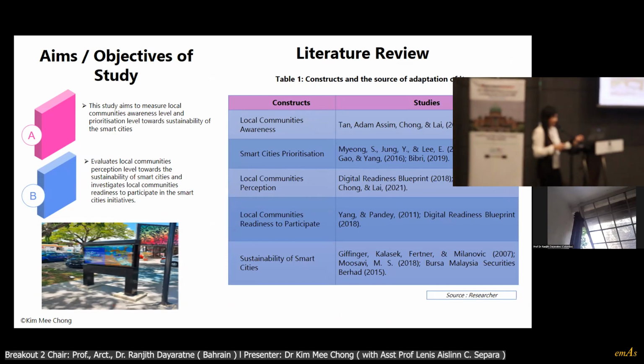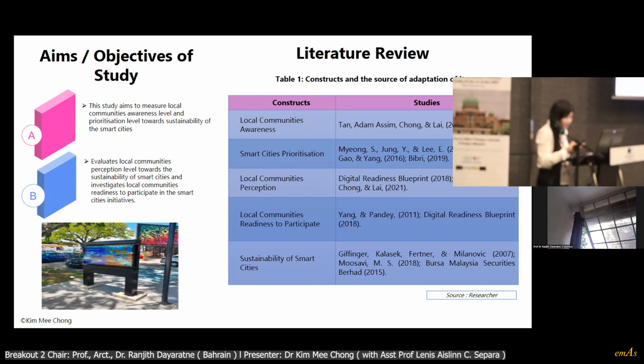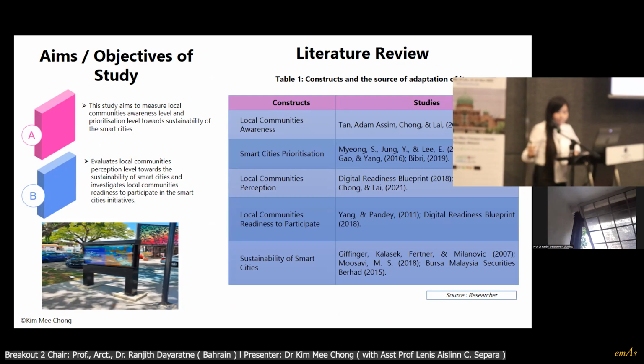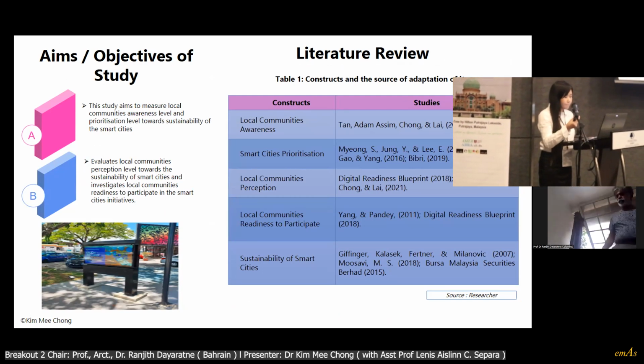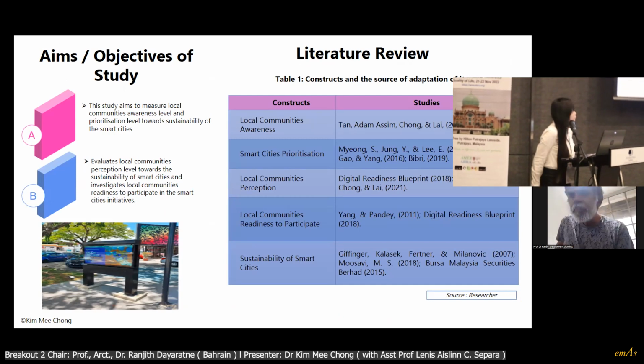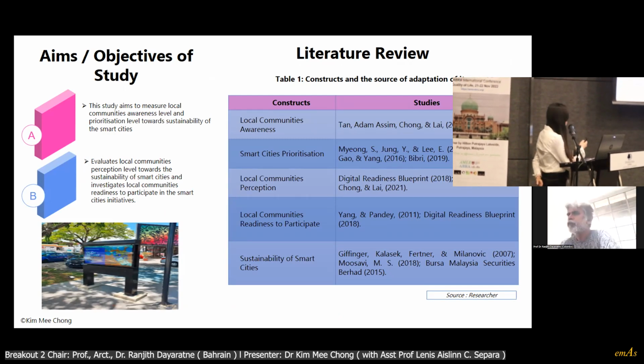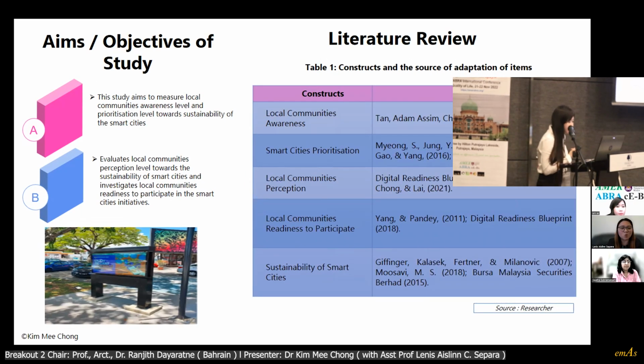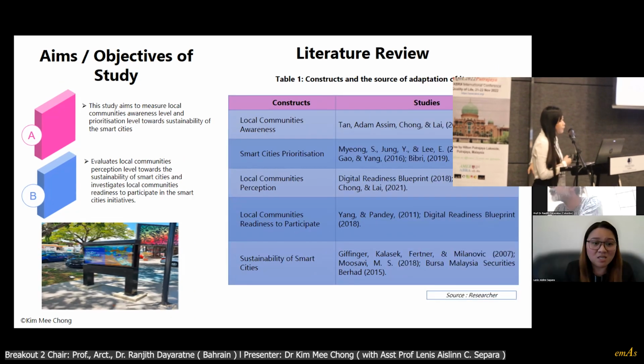Over to you. Thank you very much, Kimi. Yeah, so I'll be presenting the aims, objectives of the study and our literature review. This study aims to measure local communities' awareness level and prioritization level towards sustainability of the smart cities. This study evaluates local communities' perception level towards the sustainability of smart cities and investigates local communities' readiness to participate in the smart cities initiatives.